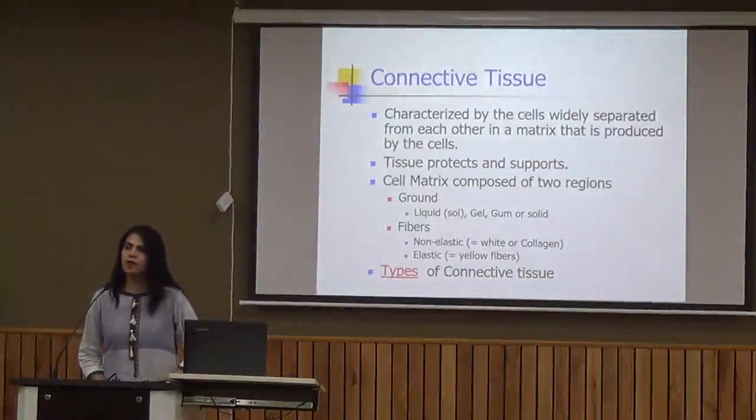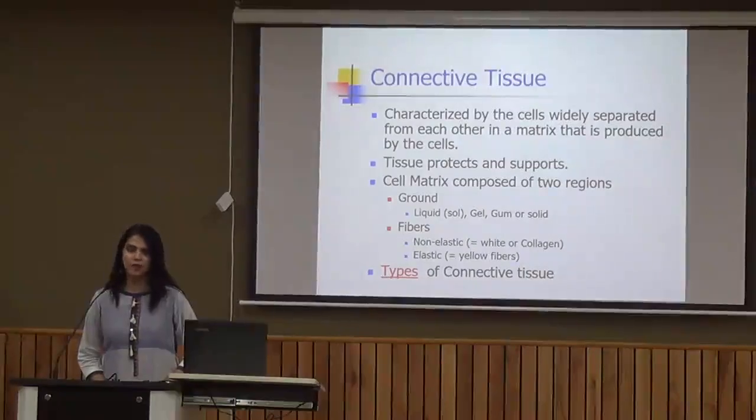The next category of animal tissue is connective tissue. Connective tissues are characterized by cells that are widely separated from each other in a matrix that is produced by the cells. These tissues protect, support, and also help in the transportation of material. The cell matrix is composed of two regions: the ground, which might be liquid, gel, gum-like or solid, and the fibers. The fibers might be non-elastic, that is white or collagen fibers, or elastic, that is yellow fibers.